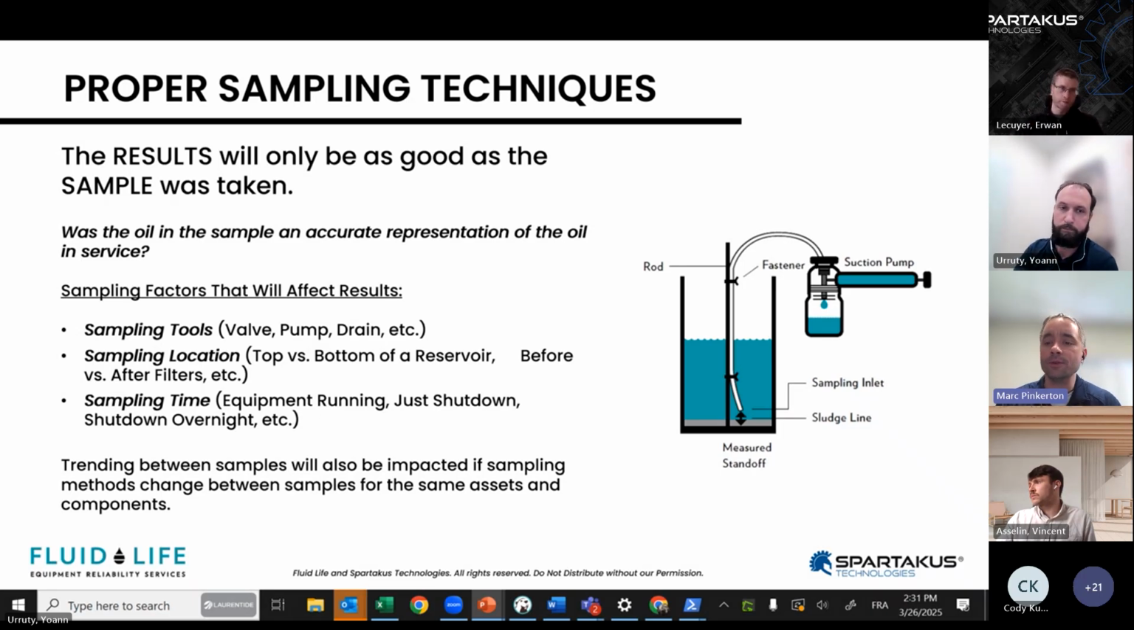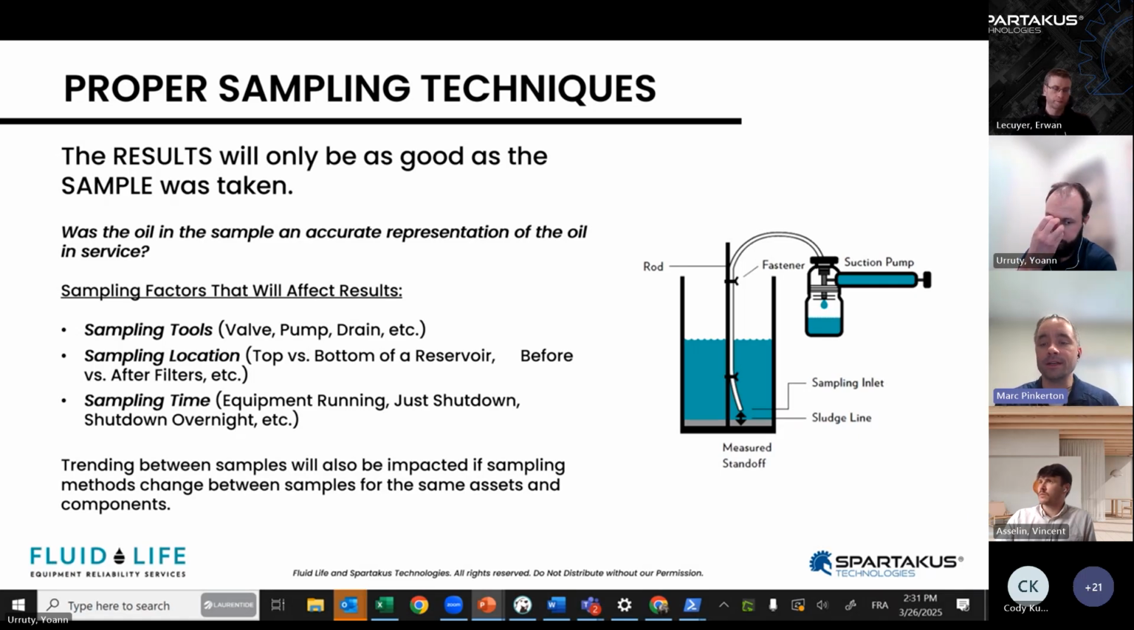Sampling location, just think of it practically. Again, this isn't all rocket science, right? So how would my results change if I took a sample before or after the filters? Would they change if I took my tubing and just took a sample from the surface compared to directly on the bottom of a reservoir, right?